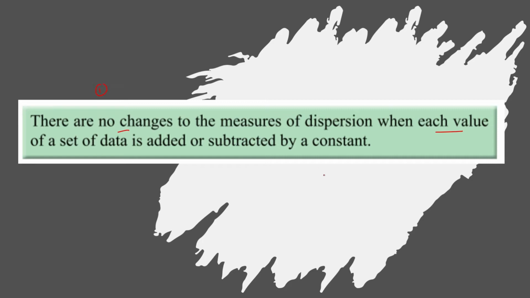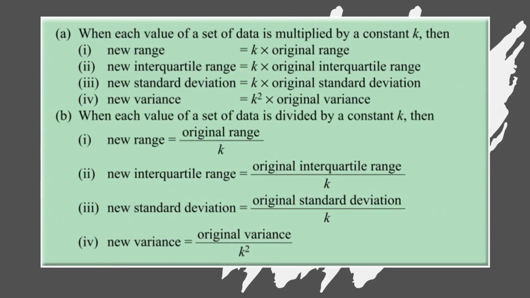Effect number 2: when each value of a set of data is multiplied by a constant k, if you want to find the new range, it is k times the original range. The new interquartile range is k times the original interquartile range. The standard deviation is the same, k times the original standard deviation.